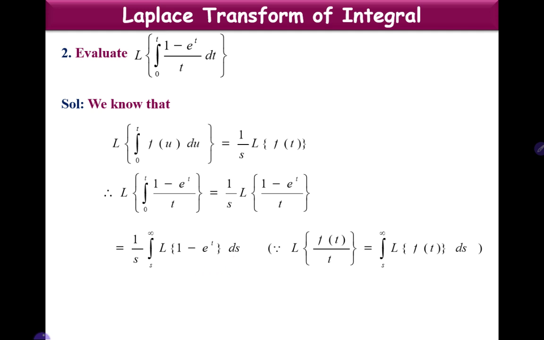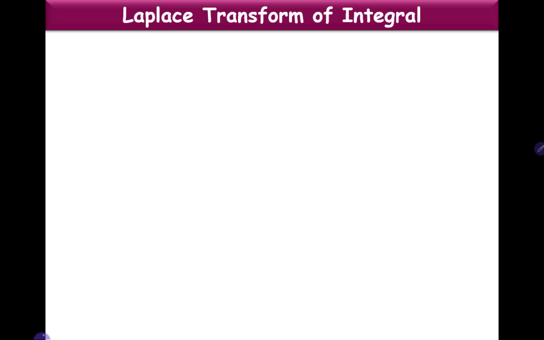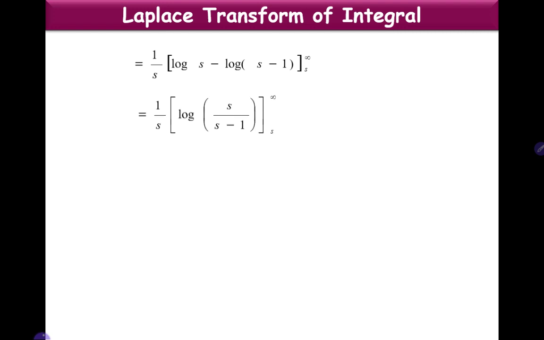L of 1 minus e power t is L of 1 minus L of e power t. L of 1 is 1 by s. L of e power t is 1 by s minus 1. Now, integral of 1 by s is log s, minus integral of 1 by s minus 1 is log of s minus 1, within the limits s to infinity. So, this is 1 by s times log s minus log of s minus 1, and log a minus log b can be written as log a by b.